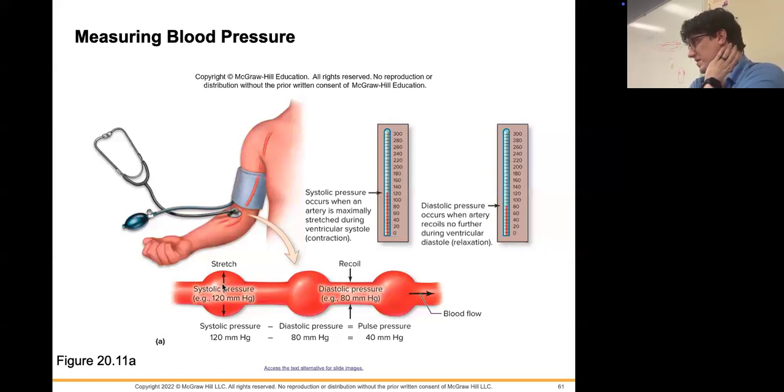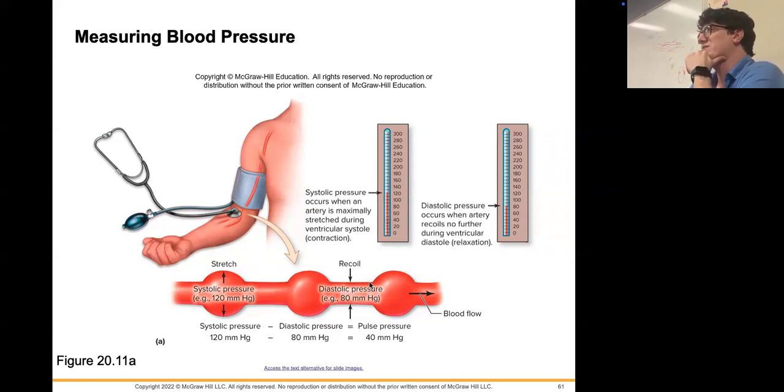Make sense? Now, after that happens, the blood vessel will recoil and it will bounce back to where it was before in size. Okay. This amount of recoil force, or the amount of force acting on this vessel to keep it right here, is going to be what we call the diastolic pressure. Okay. So this is the minimum force that that blood vessel will be under.